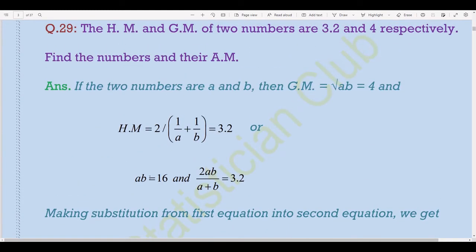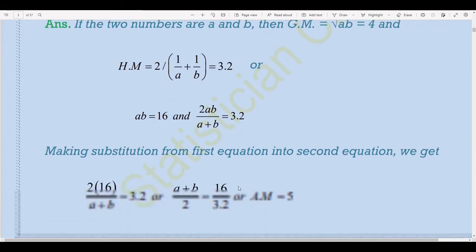And by definition, geometric mean is the nth root of the product of the number of values. Here we have two values, a and b. So it is the square root of ab, which is equal to 4. When we take the square of both sides, the square root vanishes: ab is equal to 16 after simplification, and 2ab over a plus b is equal to 3.2.